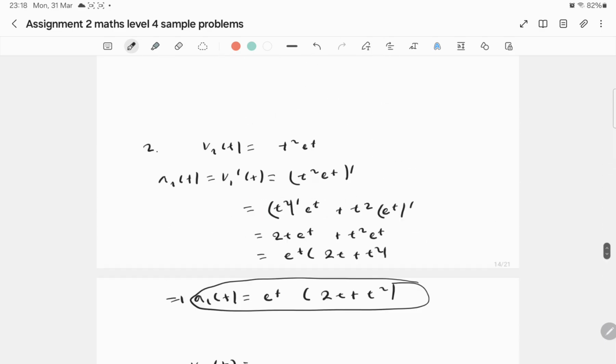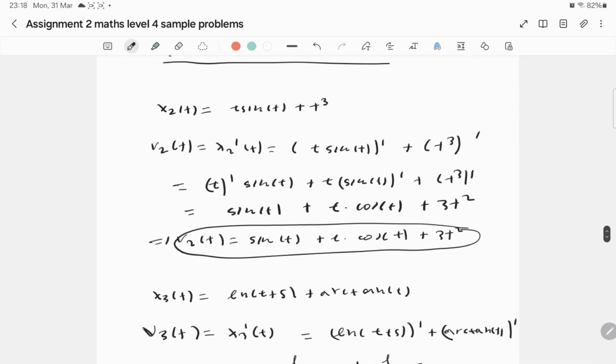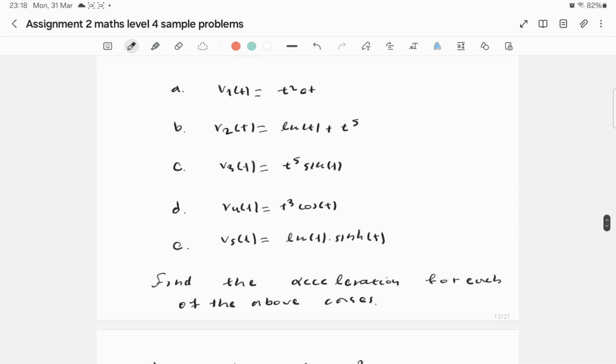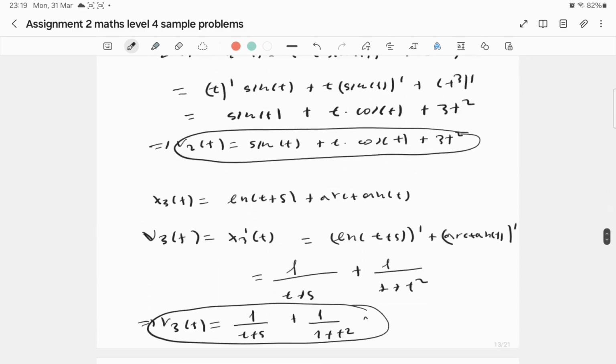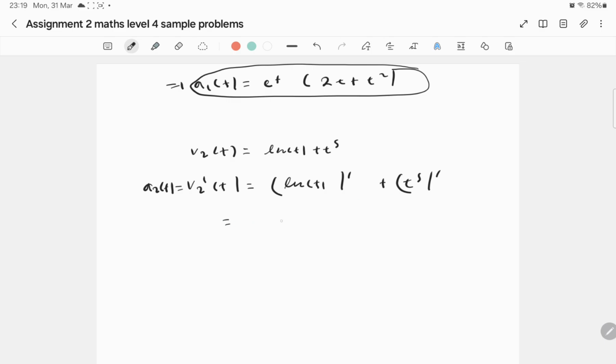v2 of t is ln t plus t to the power of 5. So the acceleration is the derivative. I take the derivative of ln t plus the derivative of t to the power of 5. So that's 1 over t plus 5t to the power of 4.